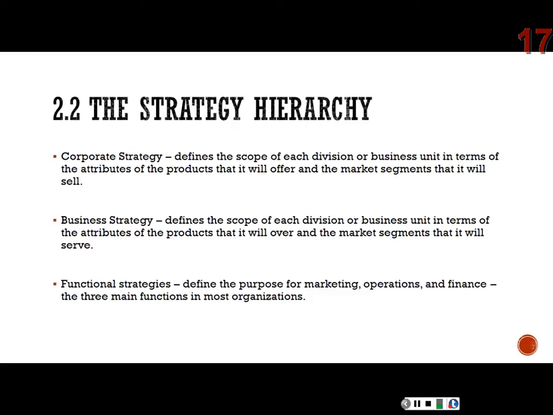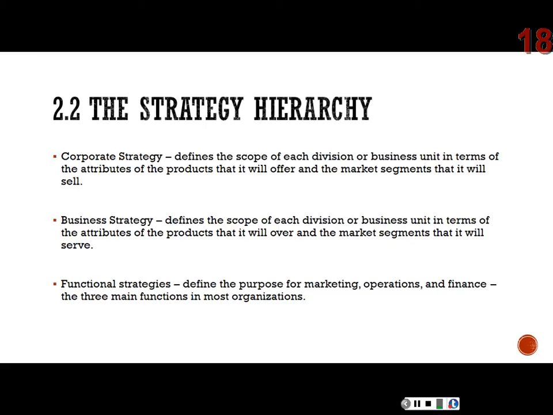So we have a bit of a strategy hierarchy, right? And there are some different ways to look at it, and we're going to take a two-pronged approach to how we look at it. Okay? One approach says that your corporate strategy should be the defining thing, and it should work from the top down. Okay? So it defines the scope of each division or business unit in terms of the attributes of the products that it will offer and the market segments that it will sell to.